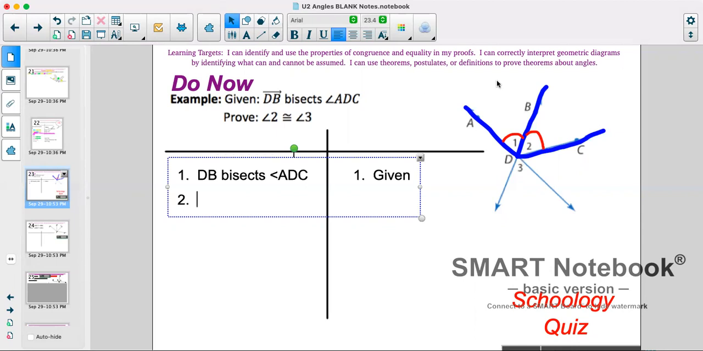Because of that, I know that angle ADB or angle 1 is congruent to angle BDC or angle 2. Because my proof statement is involving the numerical names of these angles, I'm going to use those. So I'm going to say angle 1 is congruent to angle 2. Right? And how do I know that? Well, I know that because of the definition of a bisector.